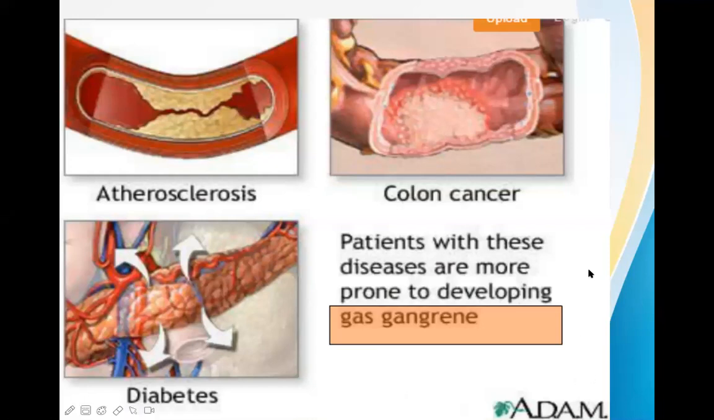Now this slide is trying to show us that if there is atherosclerosis, if the person is diabetic, or if the person is having colon cancer, which occurs inside the colon, of course, these patients have a high chance of developing gas gangrene because there is already some predisposing factor there.